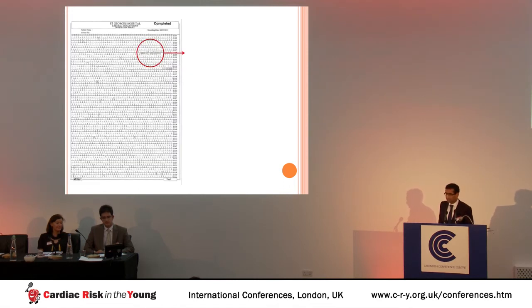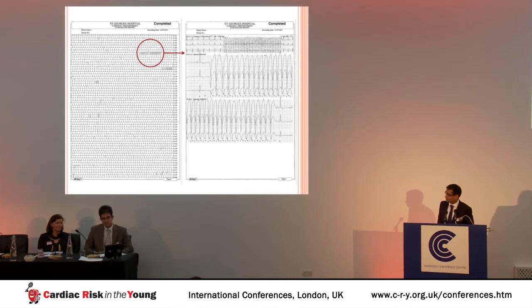And this is the kind of thing that we're looking for. So on close inspection, this turned out to be ventricular tachycardia at a fast heart rate of greater than 200 beats per minute. And again, this is another high-risk marker.